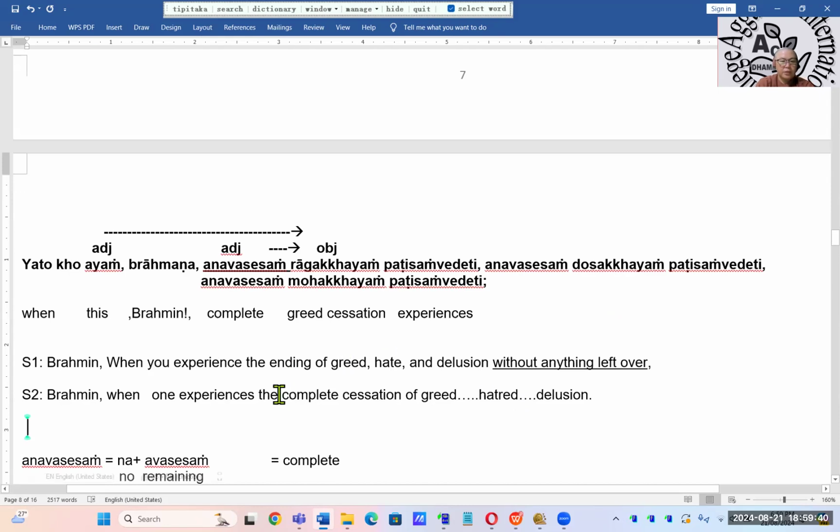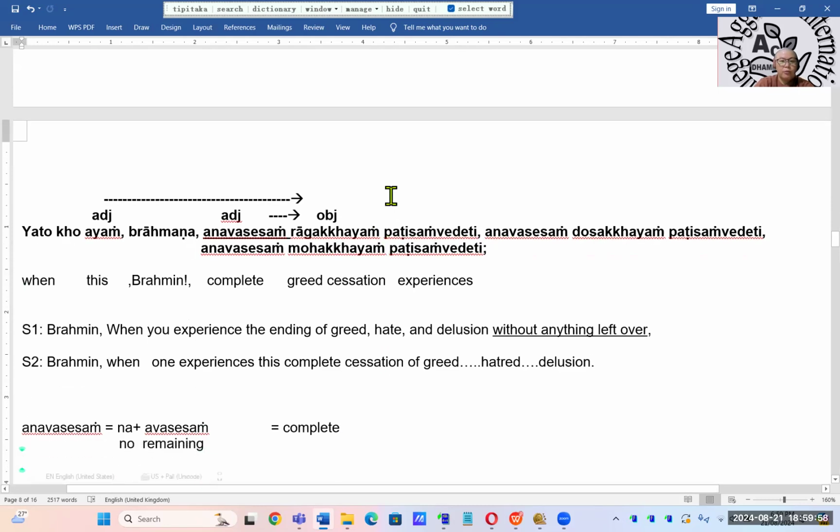Okay, pati samvedeti. We already learned this one before, but we can go through it. So this is the verb over here, right? So it's present tense, third person, singular.